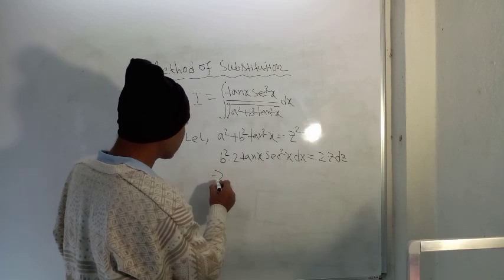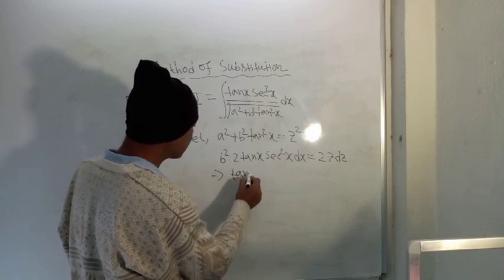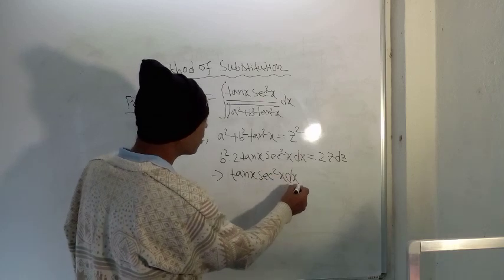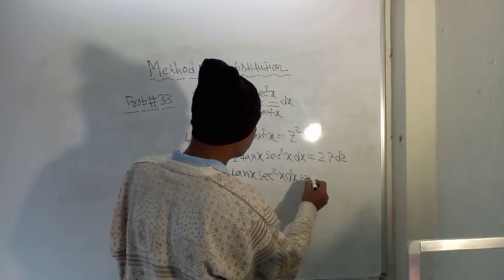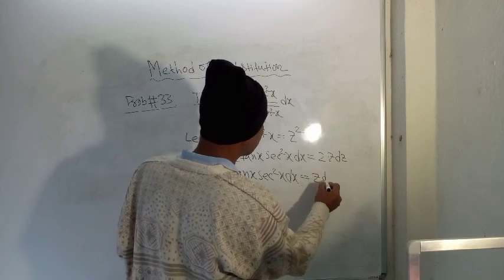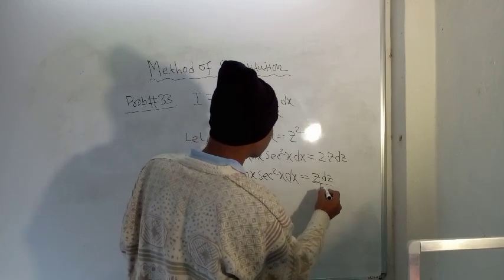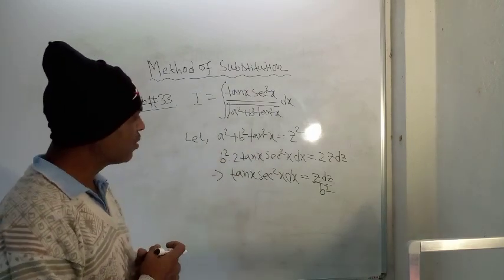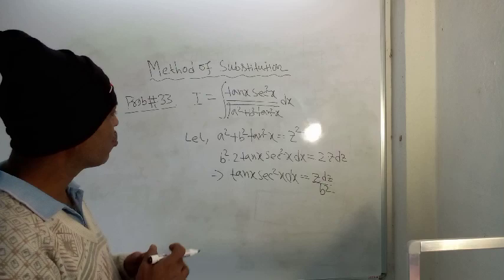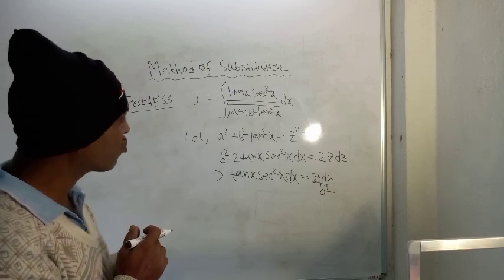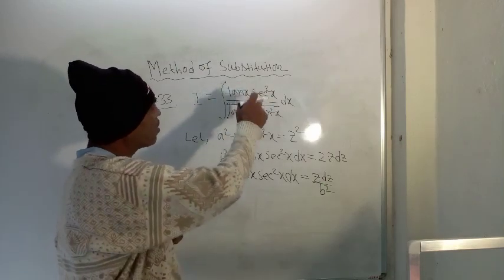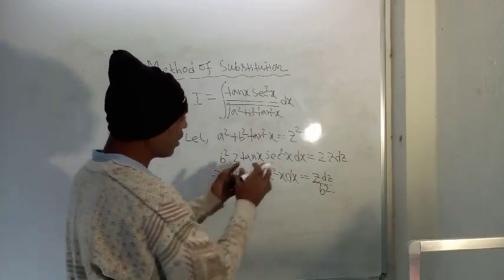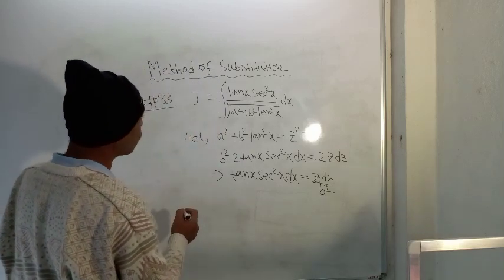Therefore, from here we are getting tan x sec square x dx equal to z dz by b square. This b square I have taken to the right hand side. So that is the value of tan x sec square x dx. And you can see that in the numerator, tan x sec square x dx is there. So instead of that, we can write z dz by b square.